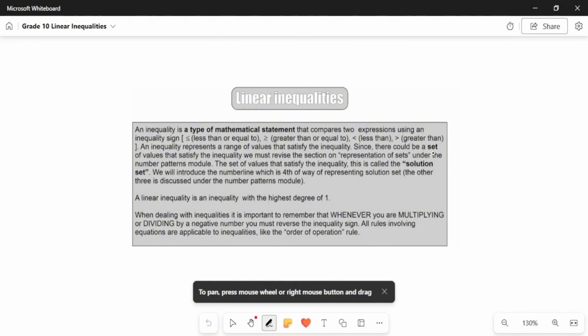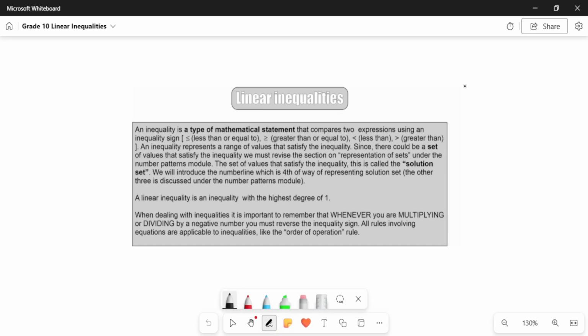Since there could be a set of values that satisfy the inequality, we must revise the section on representation of sets under the number patterns module. So everything that I've taught you so far is relevant to what we are going to talk about. So let's just get a general idea of what we're talking about, right?